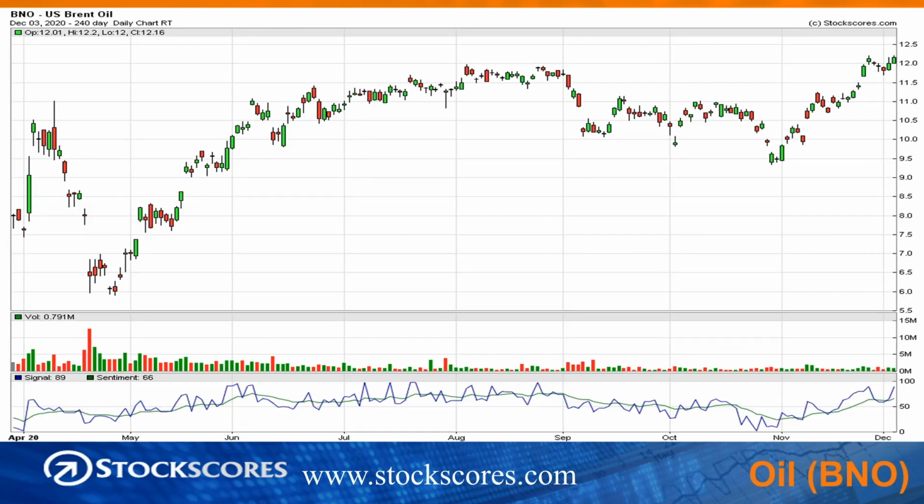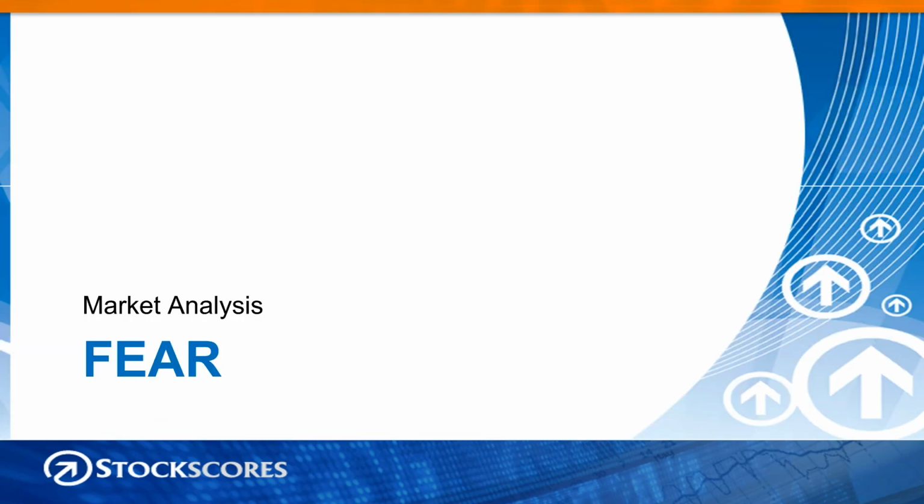On the oil side, we are building some upward momentum. This is the daily chart. You can see we're slowly building rising bottoms. We've broken to the highs for the year, and that's a positive, but volume is light, and so it's cautiously optimistic with oil. And finally, the fear chart.